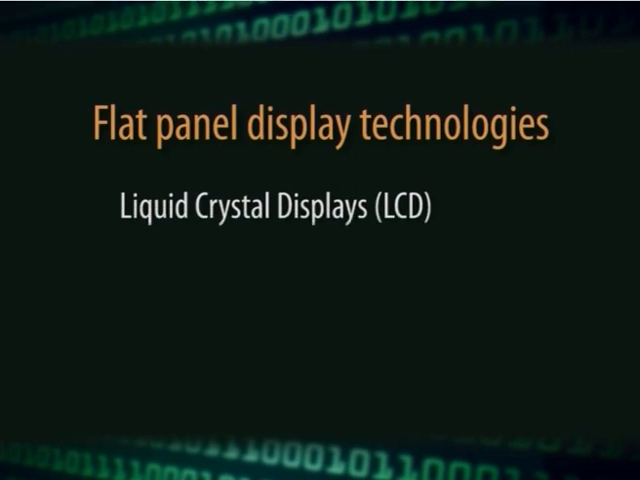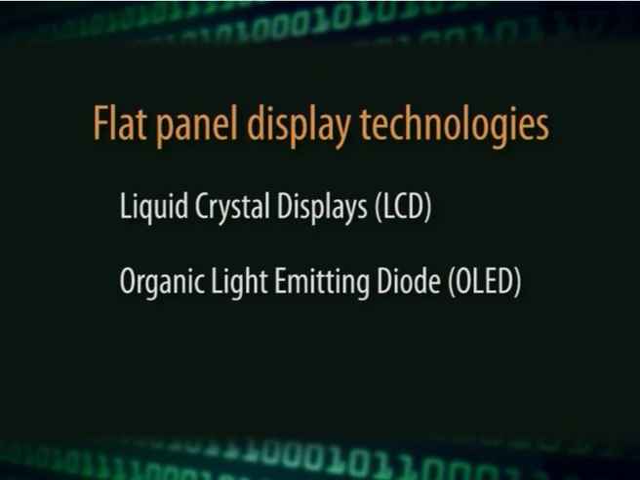The flat panel displays form images by manipulating electronically charged chemicals or gas sandwiched between thin panes of glass instead of using a bulky electron gun like CRT monitors. The most common flat panel technologies are liquid crystal displays, in short called LCDs, organic light emitting diode, in short called OLED, and gas plasma.